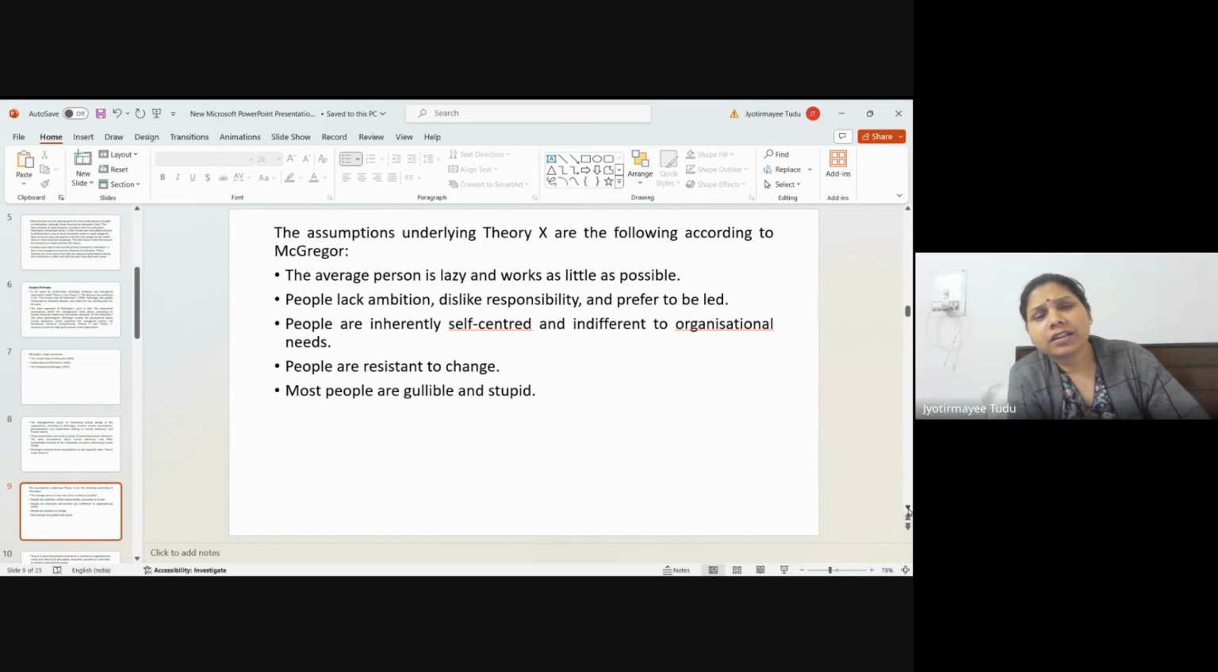Of course, McGregor largely developed such assumptions in the context of private organizations. Why am I referring to government organizations? Because once again, we are thinking about whether those theories are valid in explaining the efficiency of public sector organizations. Then, people are also resistant to change. This is a very significant aspect which describes the organizational reality.